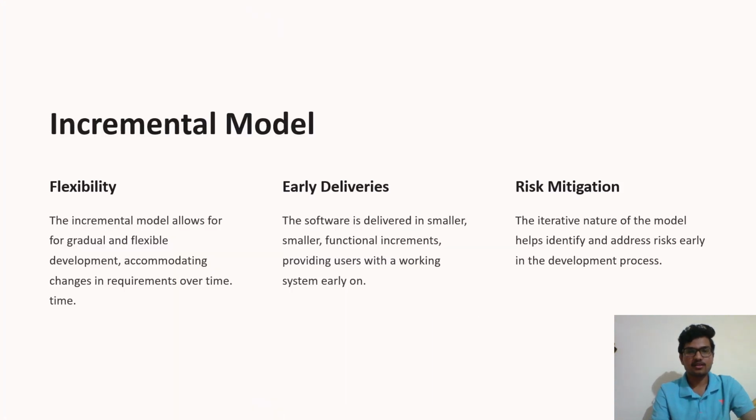Next, coming to the incremental model, it has three characteristics, that is flexibility, early deliveries, and risk mitigation. The incremental model allows for gradual and flexible development, accommodating changes in requirements over time. Early deliveries involve the software being delivered in smaller functional increments, providing users with a working system early on. Risk mitigation: the iterative nature of the model helps identify and address risks early in the development process.